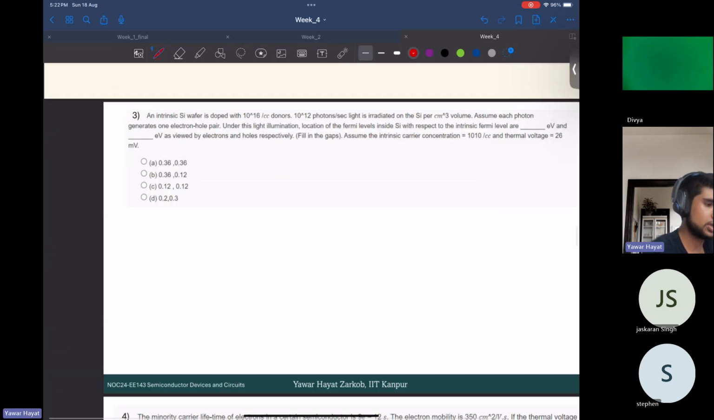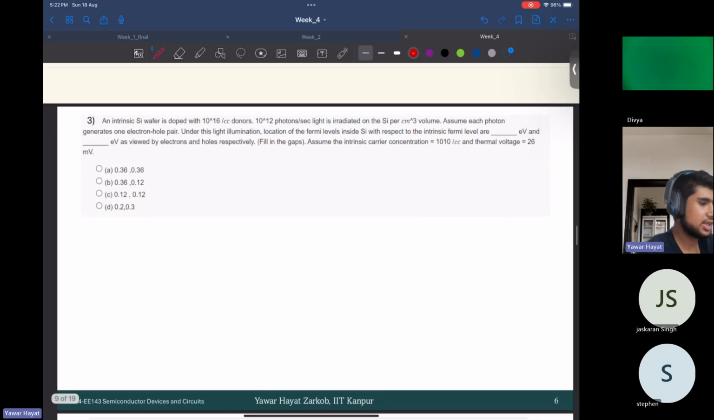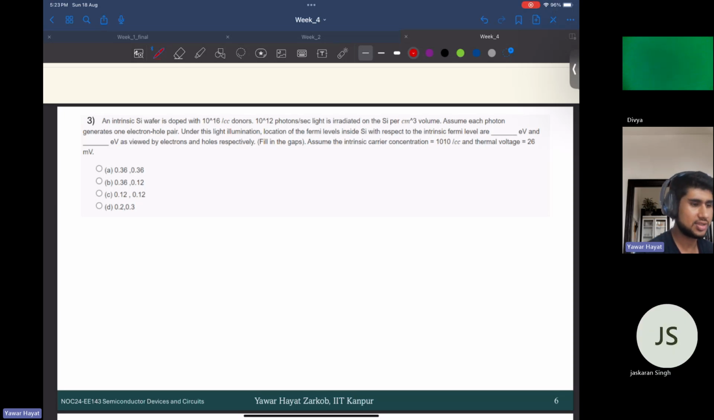So now moving on to the third one. An intrinsic silicon wafer is doped with 10 to the power 16 per centimeter cube donors. 10 to the power 12 photons per second light is irradiated on the silicon per centimeter cube volume. You need to assume each photon generates one electron hole pair. Under this light illumination, the locations of the Fermi levels inside the silicon with respect to the intrinsic Fermi level are dash electron volt and dash electron volt as viewed by the electrons and holes respectively. So you need to fill in the blanks, right? You can assume that the intrinsic carrier concentration is 10 to the power 10.